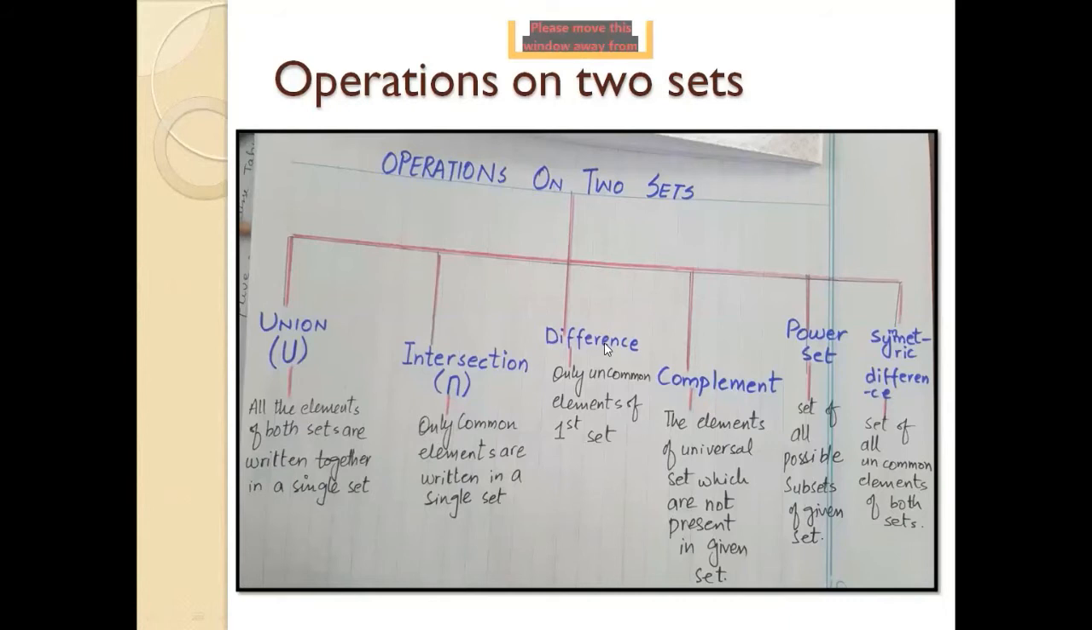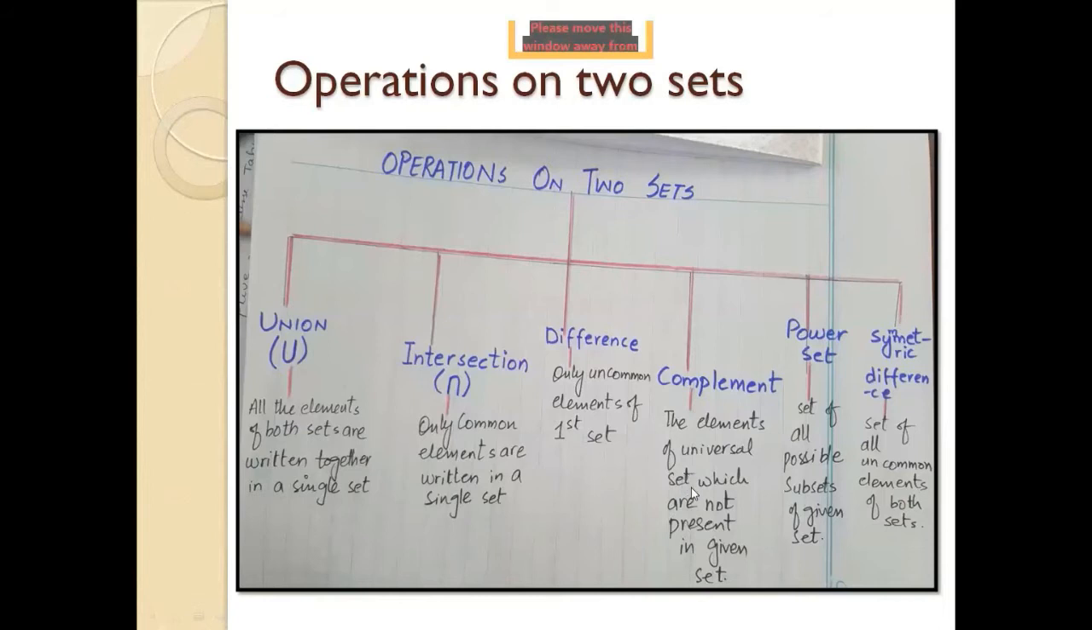Now difference, A minus B or B minus A: only the uncommon elements of the first set. In difference, we just write the uncommon elements of the first set. If there is any uncommon element of the second set, we don't write it in the difference A minus B. Complement is the elements of the universal set which are not present in the given set. A complement, B complement, it is the difference of the set with the universal set.